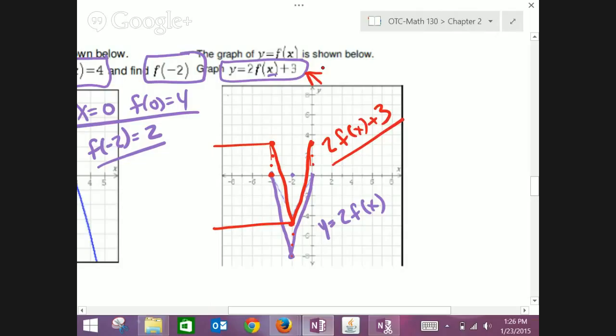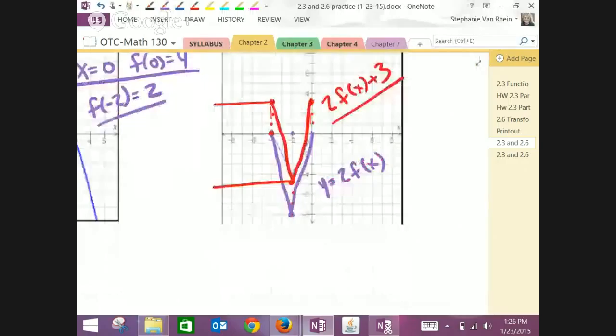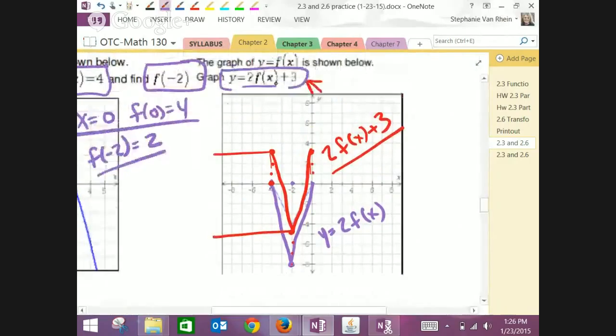You see that? 2f of x. What did the 2 do? Did it just multiply? I took every point to a 0, and 0 times 2 is 0. Here, minus 2 originally outputted to minus 4, I think. So my new output would be 2 times minus 4. The purple was only looking at the 2f of x. And then once I had the 2f of x at every point, I shifted that up.